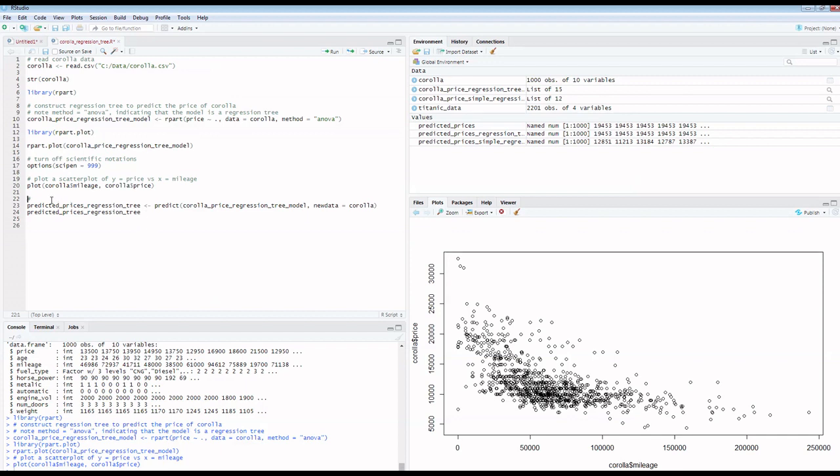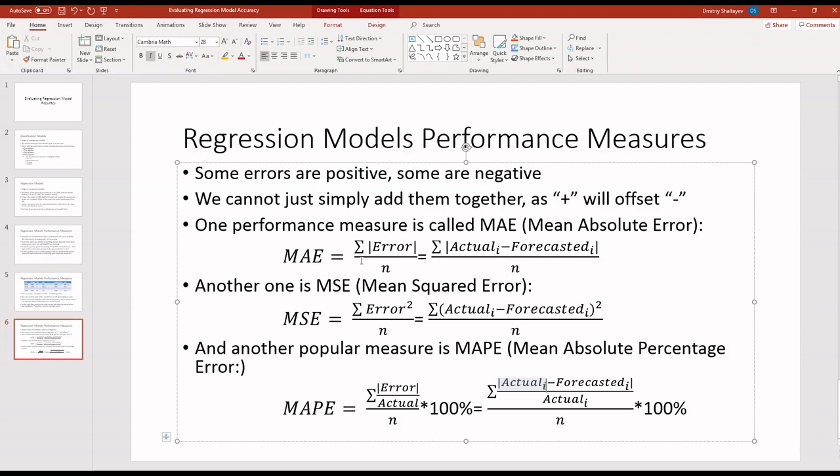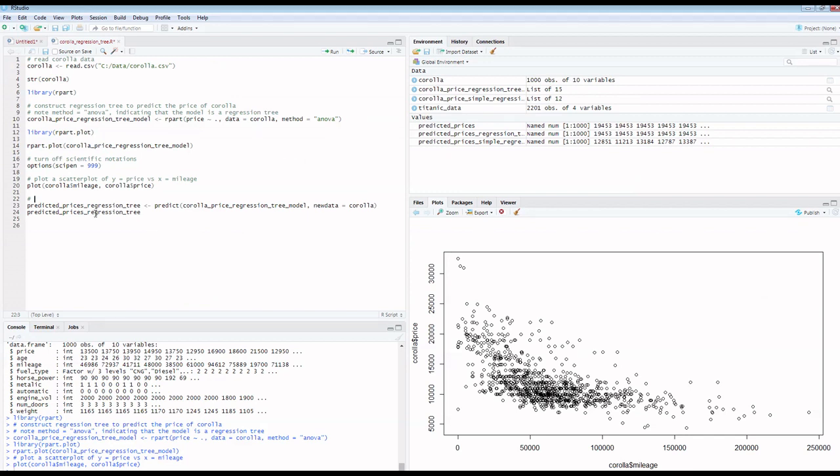So now right here I'm going to calculate my measures. Okay, so as we discussed, my measures are going to be MAE, MSE, and MAPE. These are my primary measures. But first I have to calculate predictions. So here what I'm doing is I'm calculating the predicted prices.